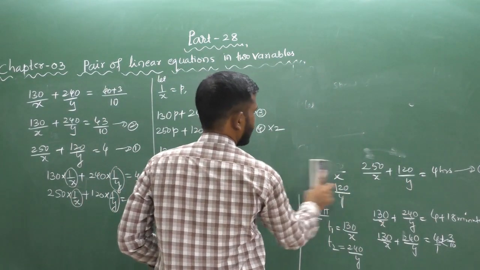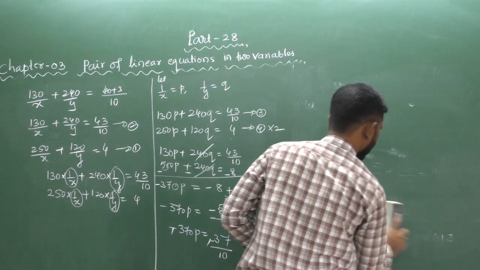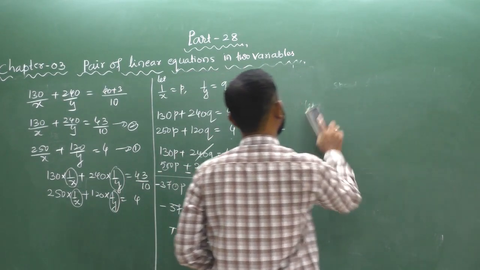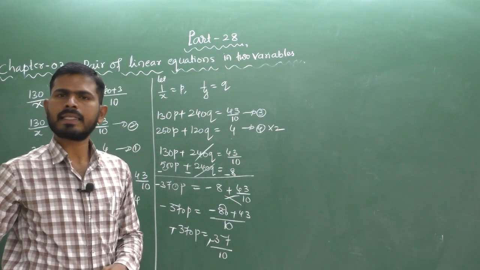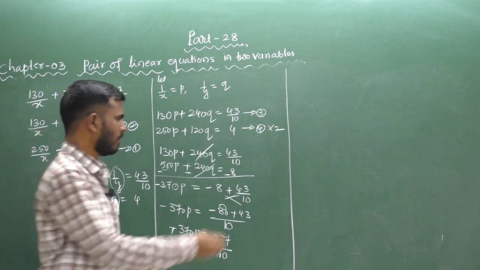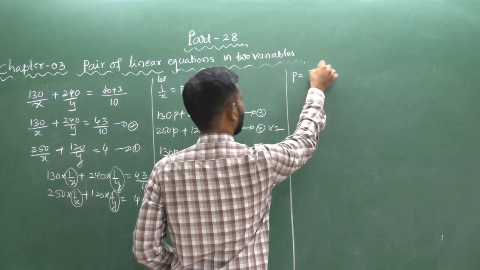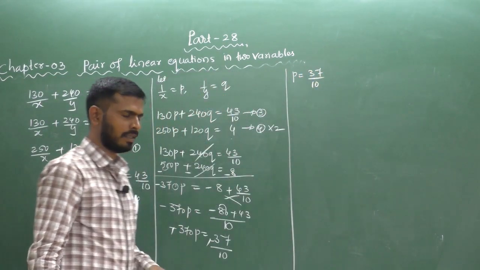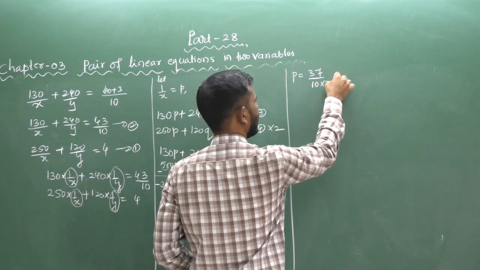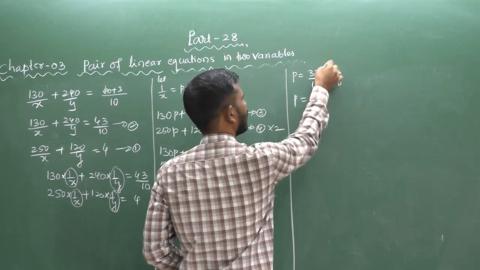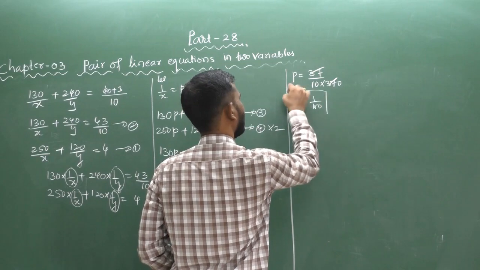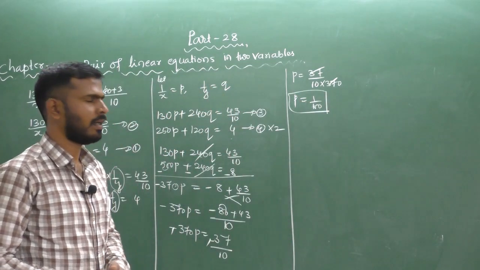Next step. It is a little bit lengthy, but you have to practice more and more, then it becomes easy and it will take less time. So next, p equal to 37 by 10 into, 370 is there, so it will become divided by 370. So p equal to, 37 get cancelled, 1 divided by 100. The p value is 1 by 100.